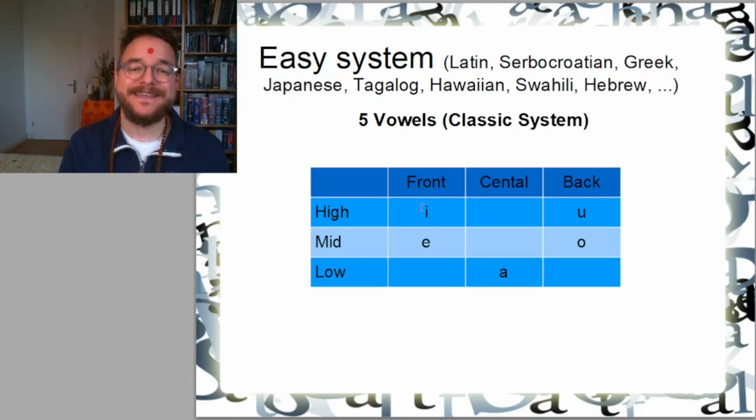I, e, a, o, u. Please note that all these vowels are clean or pure vowels, so there's no diphthong in there like in English O or A. No, they're really like one vowel quality, E and O.